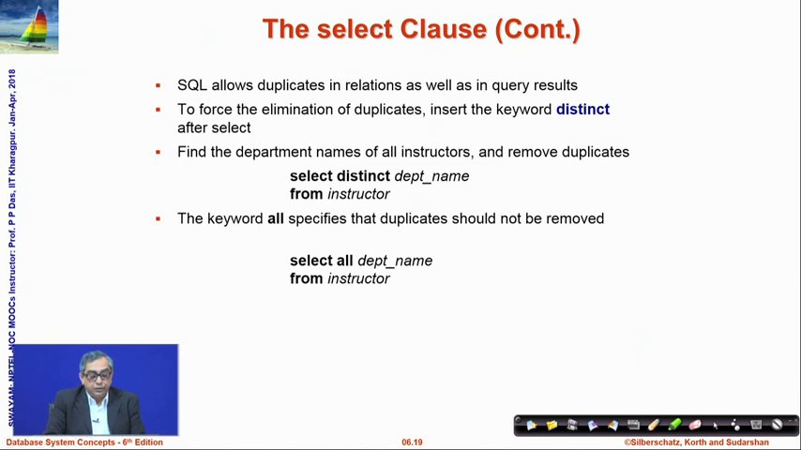Then you can also specify another keyword, all, which ensures that the duplicates are not removed. So, if you do select all dept name, then all the names will feature with duplicates. So, if some department had 3 instructors, the name of that department will feature thrice.